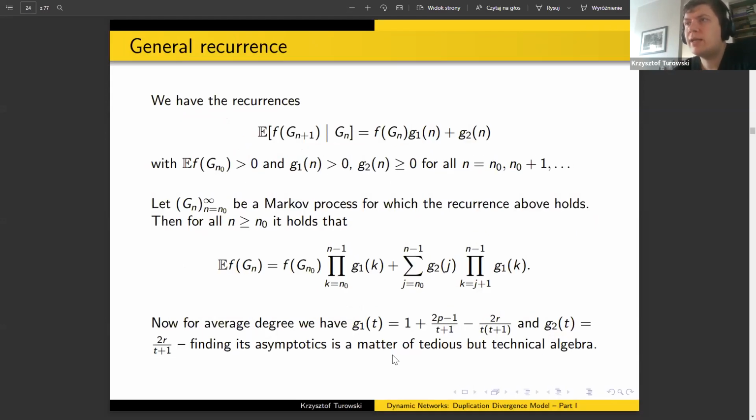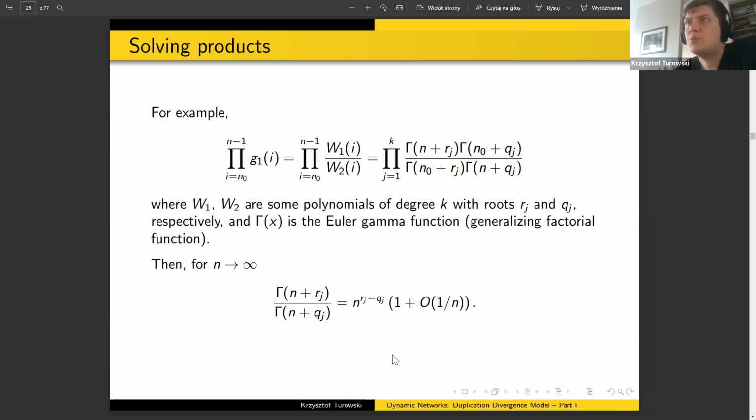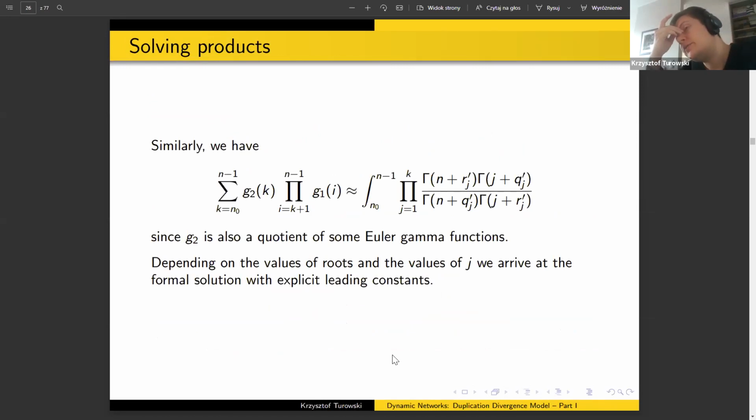So we can already handle the first product, and for the second we need somehow to get around sums of such products. With sums of such products, it's similar, only it requires us to also present G2 as a quotient of some Euler gamma functions, which is fine because, in fact, any polynomial can be presented in this form. And then we approximate the sum by an integral.